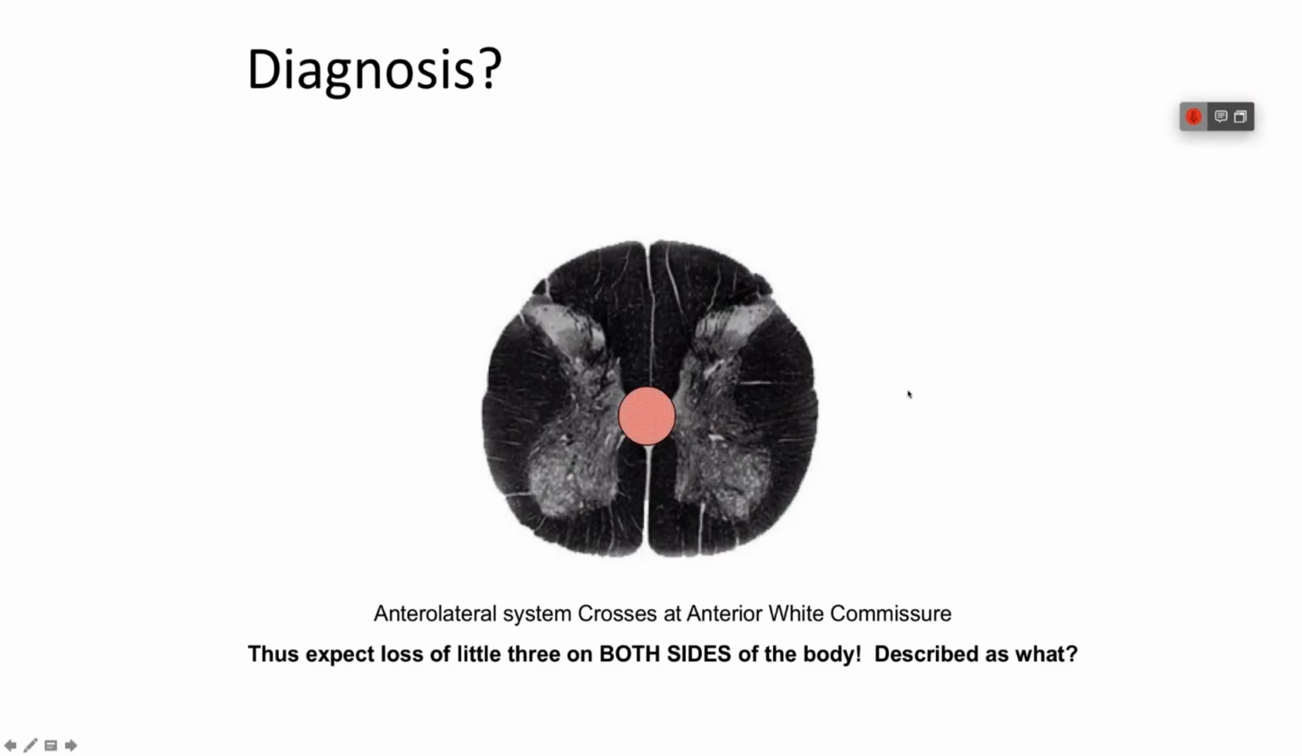David, what's the classic description of syringomyelia and why? In terms of the sensory loss. Cape-like loss of sensation, I guess, is what I've heard. Yeah, and why? Why is it cape-like? Why does that make sense?